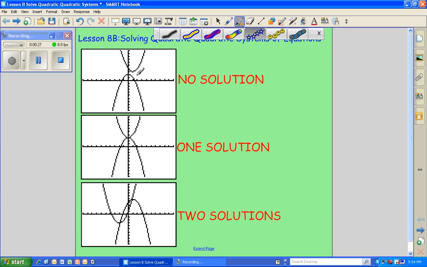If the two graphs do not intersect at all, then since your solution is going to be where they intersect, you're not going to have any solutions. It's possible they just meet up at one single point. That does take a pretty special scenario to happen. It won't happen that often, but that is a possibility. And then what occurs most often are where the two graphs overlap and you come up with two solutions. So more than likely that's how your answers will fall, but you do have the option of getting no solutions or one solution.